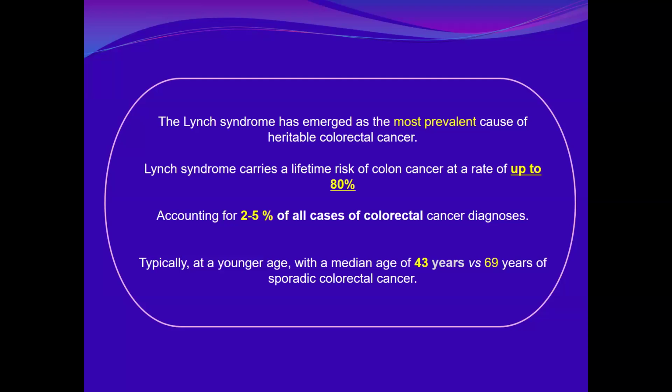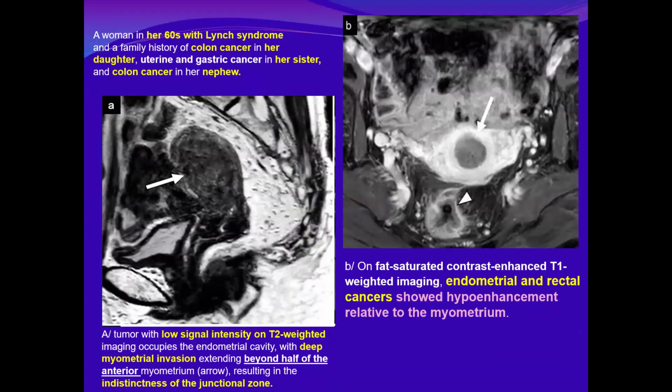Okay, Lynch syndrome has emerged as the most prevalent cause of heritable colorectal cancer with a lifetime risk up to 80%, and it represents 2 to 5% of all colorectal cancer diagnoses. And as you know, cancer generally is a disease of old age, and the median age of colorectal cancer in the sporadic types is 69, while Lynch syndrome usually presents early, with a mean age of 43.